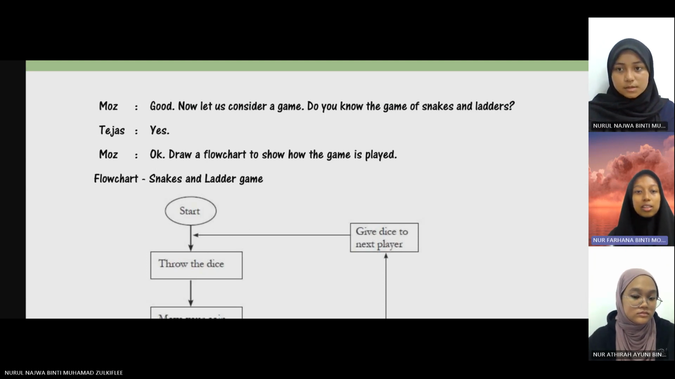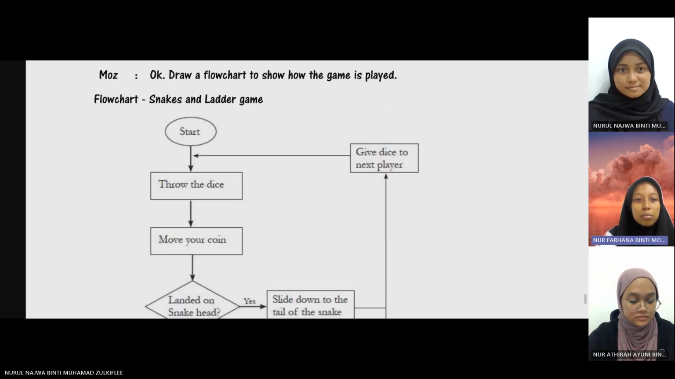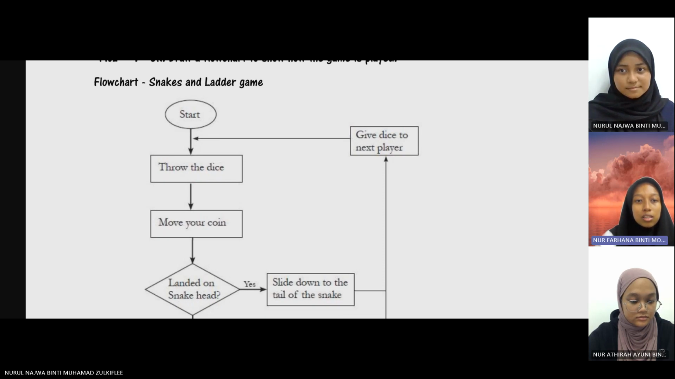Good. Now let us consider a game. Do you know the game of snakes and ladders? Yes. Okay. Draw a flowchart to show how the game is played. This is the example of a flowchart for the snakes and ladders game. We have to start with a terminal and the input is start, and then we go to the process. The input is throw the dice, and then we go to process also, but the input is move your coin.